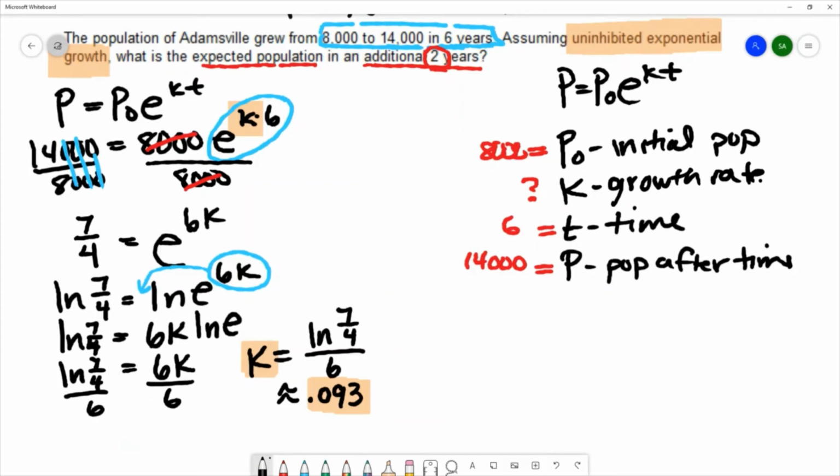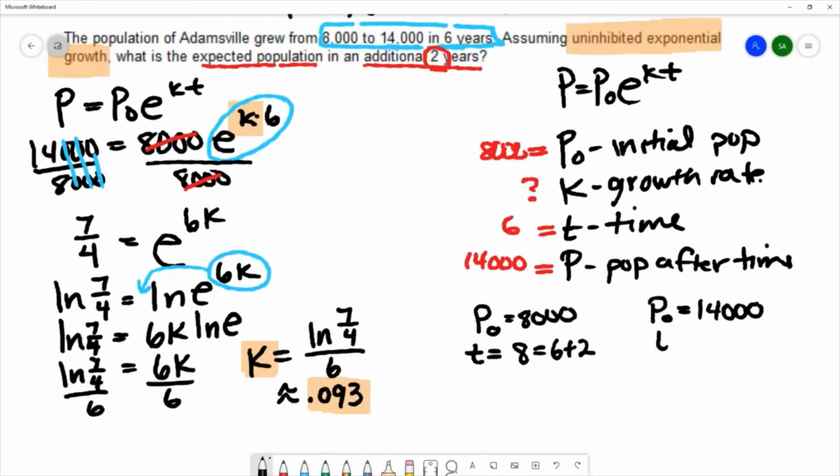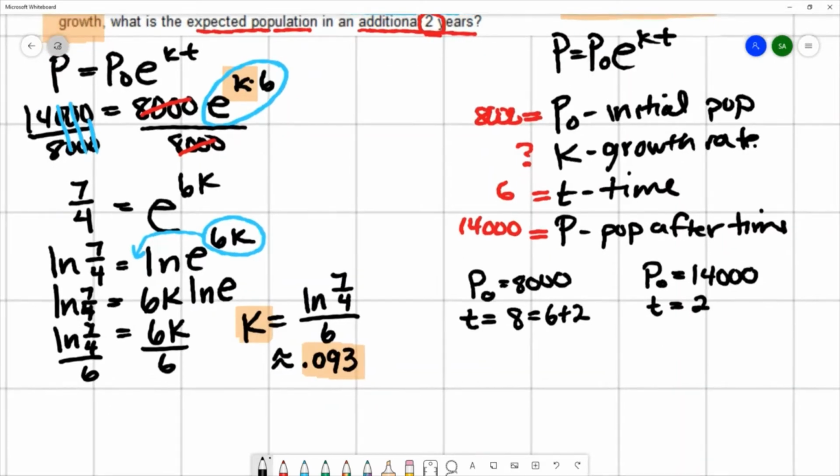You can use an initial population of 8,000, like we did before, and then our time would be 8 years in that case. That's the 6 years plus the 2 additional years. Or you could calculate this problem with your initial amount being 14,000, and then, because you've already done the 6 years, you would only use the additional 2 years. Both should get you the same answer, and we'll substitute into our model.